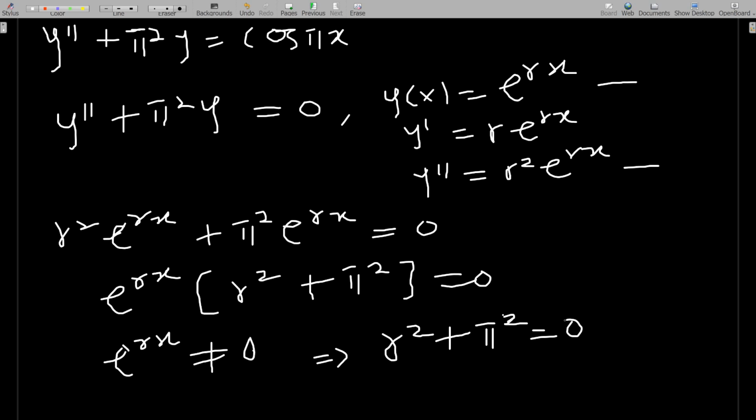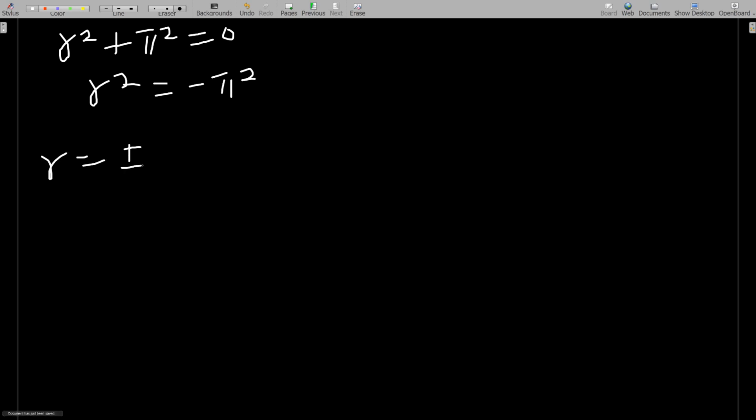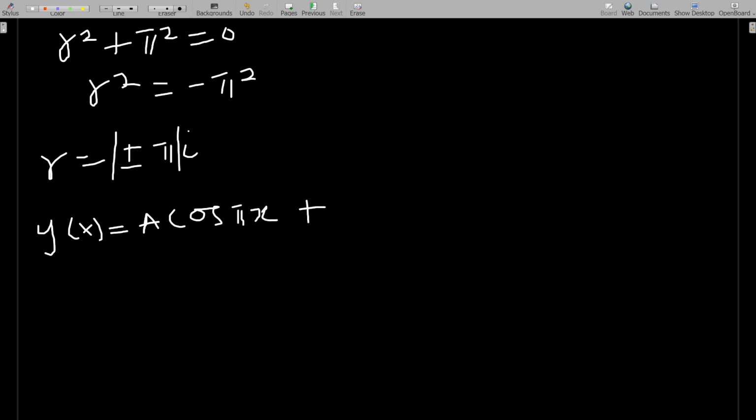So we have r squared plus pi squared equals 0, and this means my r squared is equal to minus pi squared. It means that my r is equal to plus or minus pi i. We said that if you have complex roots, your y of x is simply equal to a cos of the magnitude, which is pi x, plus b sine of pi x. You are done.